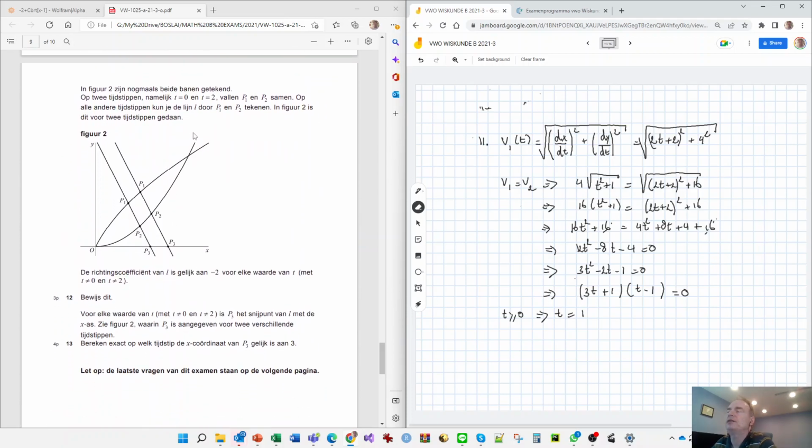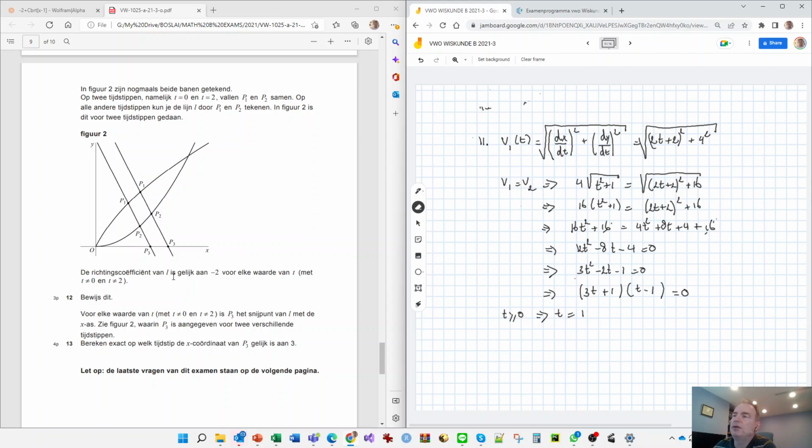Then again we have these two curves, and at certain times p1 and p2 come together. Yeah, you can see that. And if not, you can actually draw a line L through p1 and p2. You know p1 and p2 at every time, so you can definitely draw a line through it. And this is done here.